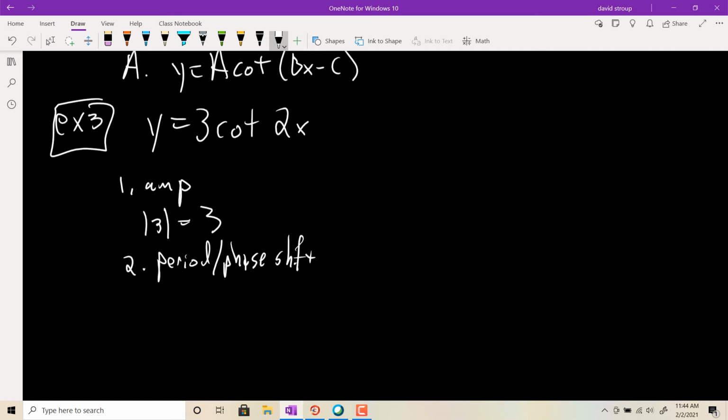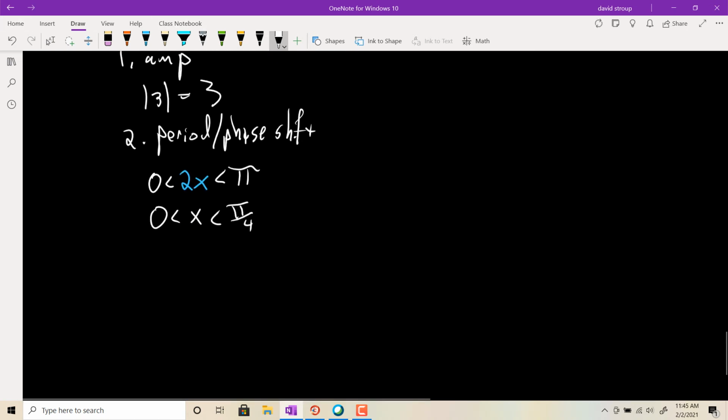This time, you find the period and phase shift by wedging the guts of the cotan, which is 2x, in between 0 and pi, the asymptotes. And then you solve for x. In this case, we have to divide everything by 2. 0 by 2 is 0. 2x by 2 is x. Pi divided by 2 is just pi over 2. Okay, so we can see the period is pi over 2. There's no phase shift, so it just starts at 0.